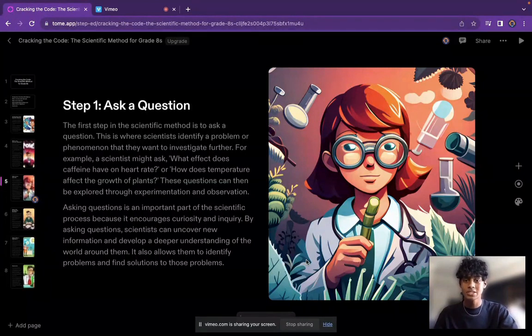Asking questions is an important part of the scientific process because it encourages curiosity and inquiry. By asking questions, scientists can uncover new information and develop a deeper understanding of the world around them. It also allows them to identify problems and find solutions to those problems.